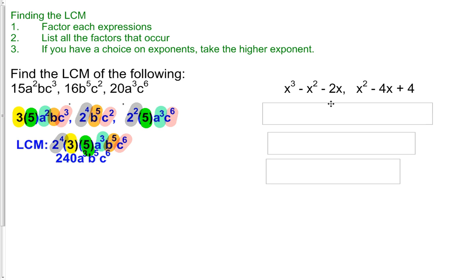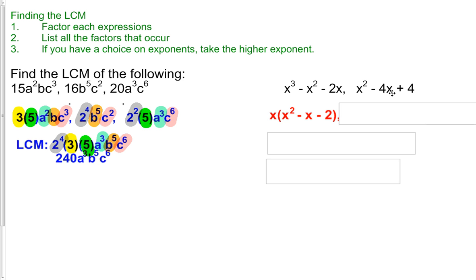Let's look at one more example over here. These two expressions both are capable of being factored down. In the first one we see that we have an x in everything, so let's factor out that x right away so that we get that out of the way and make it a little simpler. So x, what we're left over with is x squared minus x minus 2.